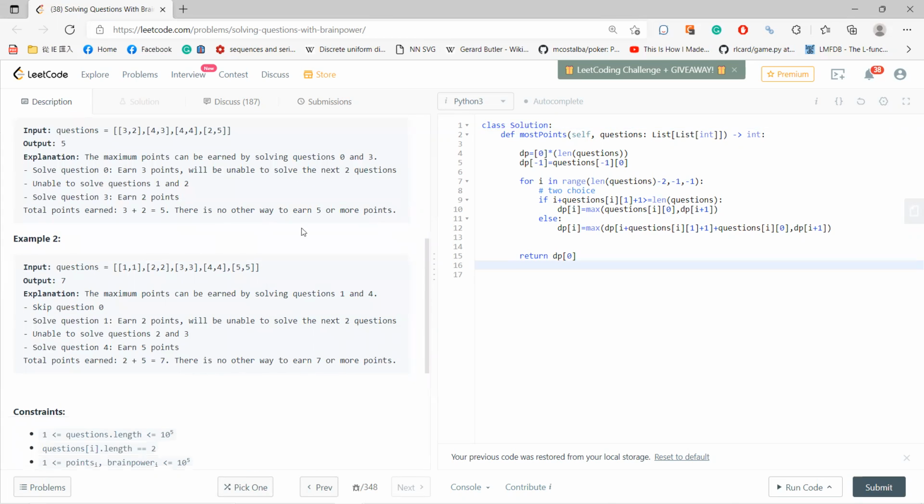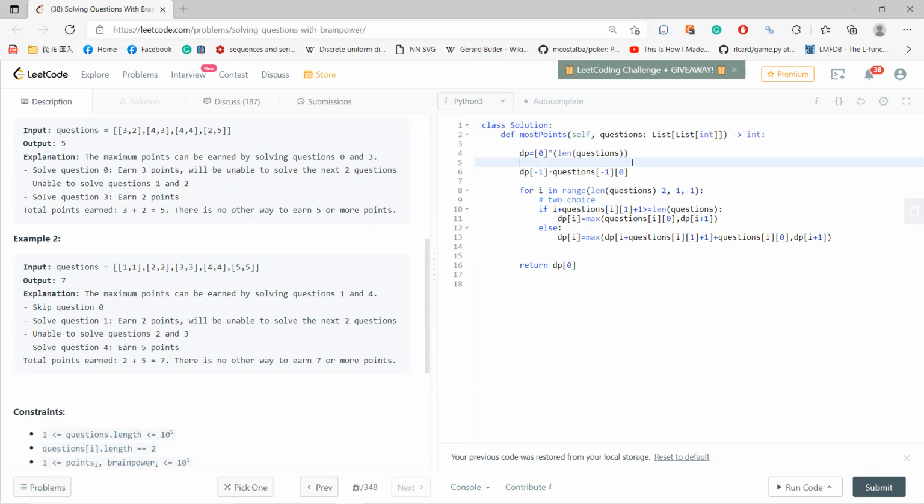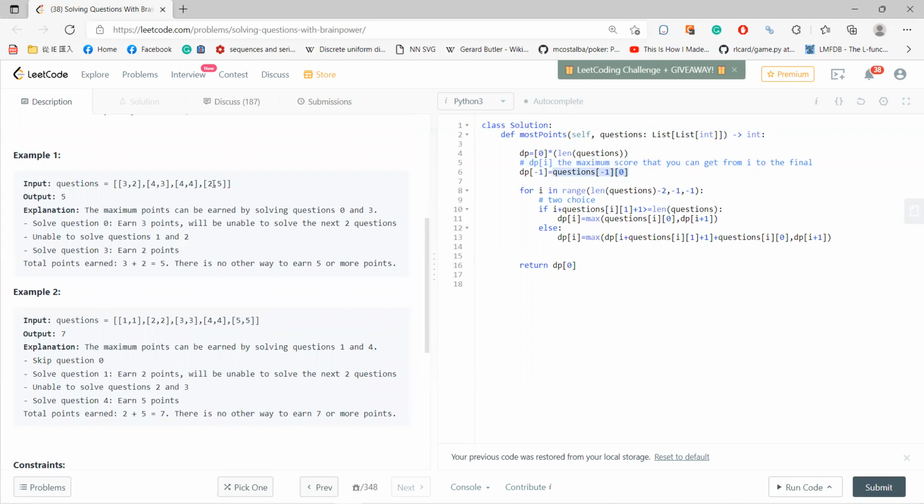Okay, so for this one you define DP to be of length questions. So the DP i, let me just write down, DP i will be the maximum score that you can get from i to the final. Okay, so DP minus 1 is the final, right? DP minus 1 is if you only solve the final one, then definitely the answer will be questions minus 1, 0.